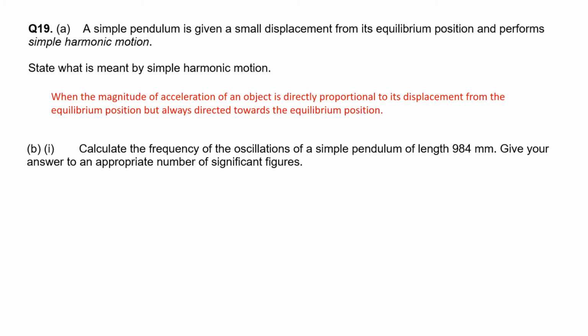Calculate the frequency of the oscillations of a simple pendulum of length 984 millimeters. Give your answer to an appropriate number of significant figures. Okay, so first off, this is our equation to calculate frequency, and we need length in meters in this equation, so I've divided it by 1,000 to turn it into meters, so we can quite simply get our frequency of 0.503 Hertz there.